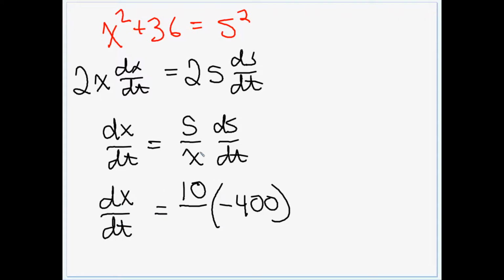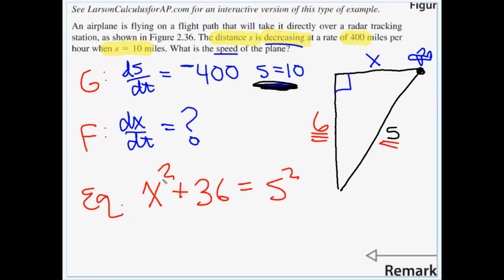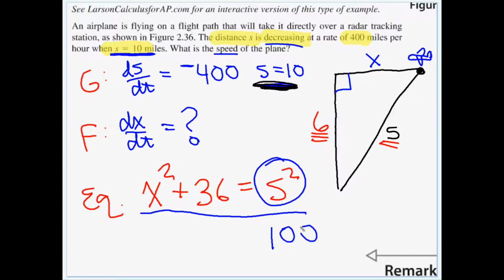We need x, though. We don't have an x to put under the 10. Where is x going to come from? Well, it's going to come from where we freeze time. Here's our equation, and it's in there with all the variables. Now we're freezing time when s is 10. So let's turn this s squared into a 10 squared, or 100, is equal to 36 plus x squared.